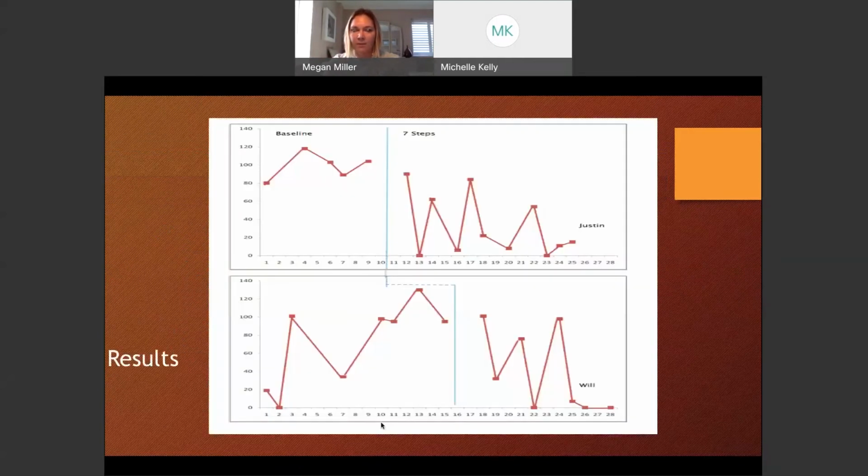This is what the data looks like graphed. You can see in baseline, it's consistently high for Justin. And for Will, it started off actually kind of low and then it just goes up over time. For Justin, you can see there are a couple of data points that are higher, but I'm going to show you a second graph to explain those. But by the end, he was down here pretty low. And same for Will, he was down to this level at the end as well.